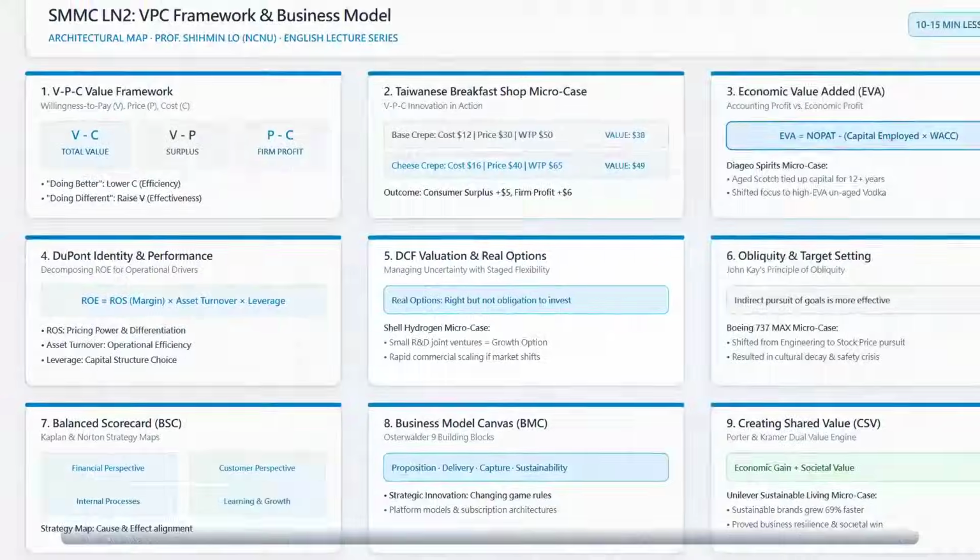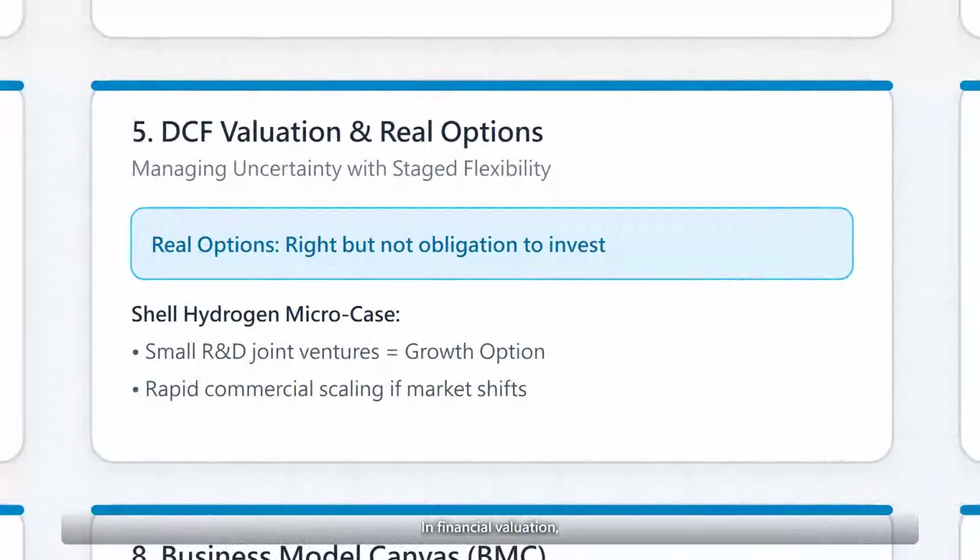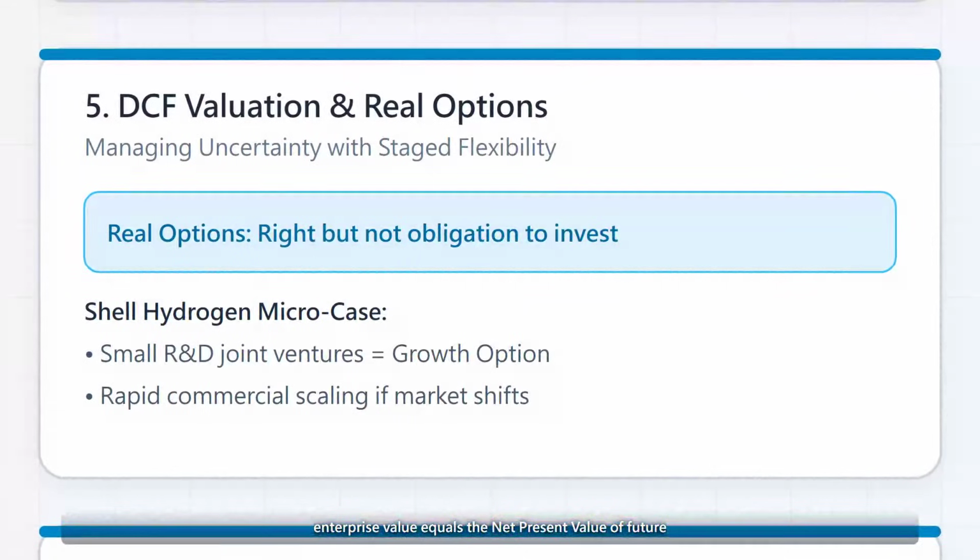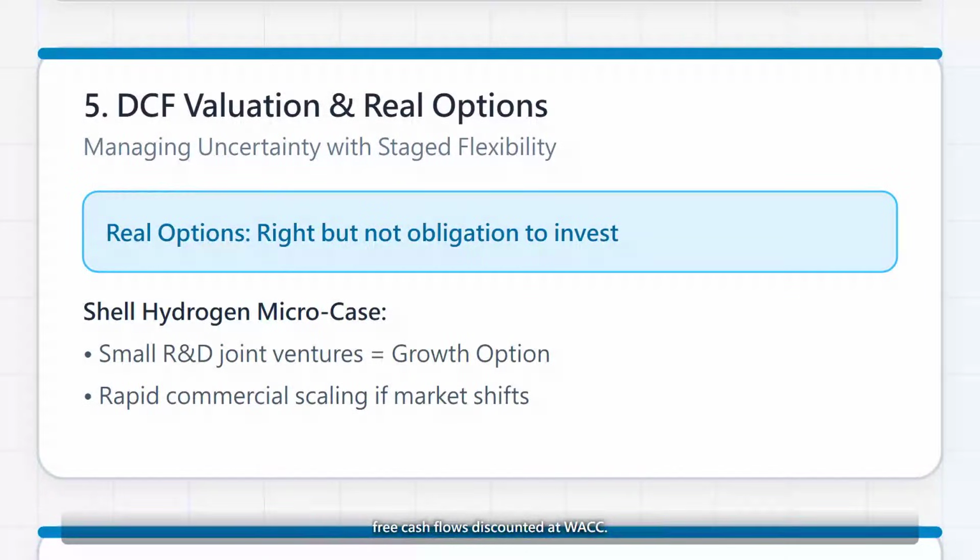In financial valuation, enterprise value equals the net present value of future free cash flows discounted at WACC. However, static discounted cash flow models assume rigid, one-time investment commitments, undervaluing strategic flexibility in volatile markets. Real options theory applies financial option principles to physical assets, granting managers the right, but not the obligation, to expand, defer, or abandon projects based on new information. Crucially, higher market uncertainty increases real option value.